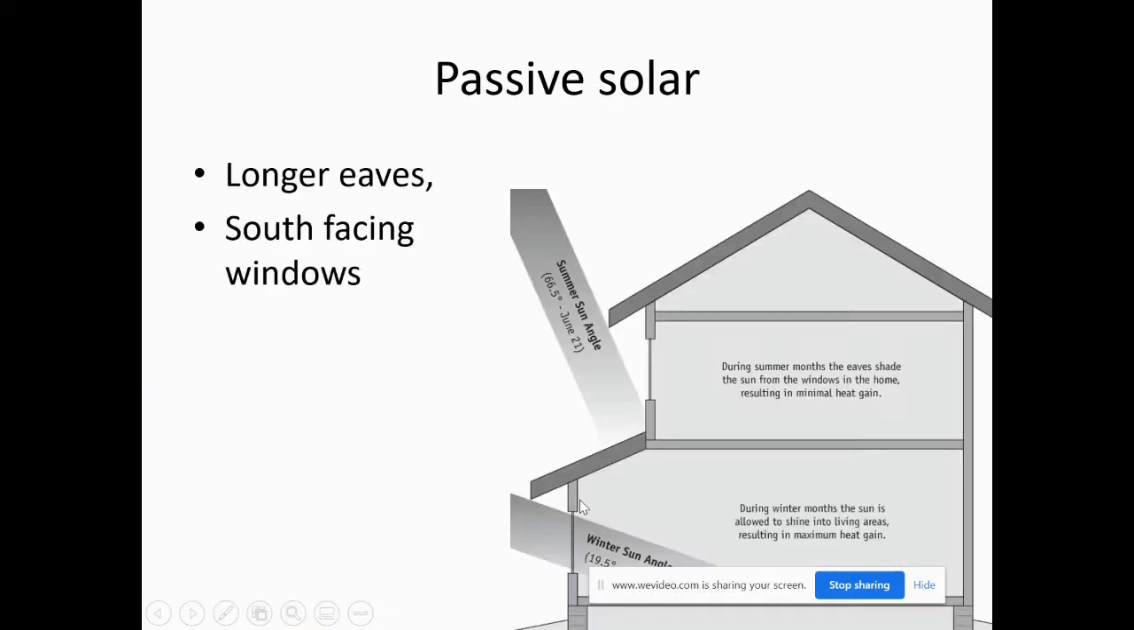To keep them cooler in the summer when you don't want your house heating up, one trick is you make your eaves a little bit longer, so in the summer, the windows are shaded. You can still have a nice view, but it doesn't blast your house with heat.